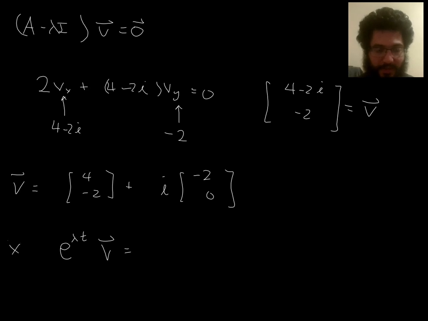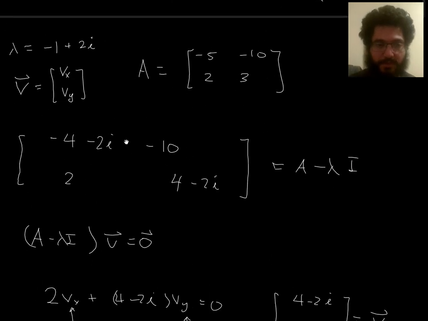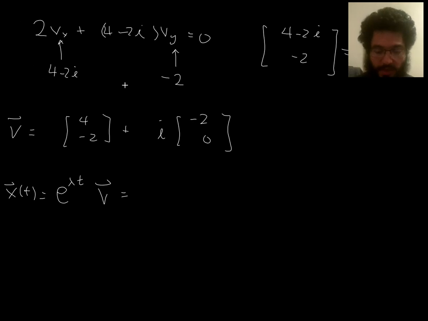So that's going to be our complex solution. Let me just call it x of t. So that means, what was our eigenvalue? Negative 1 plus 2i. So we have e to the (negative 1 plus 2i) t times v is this.